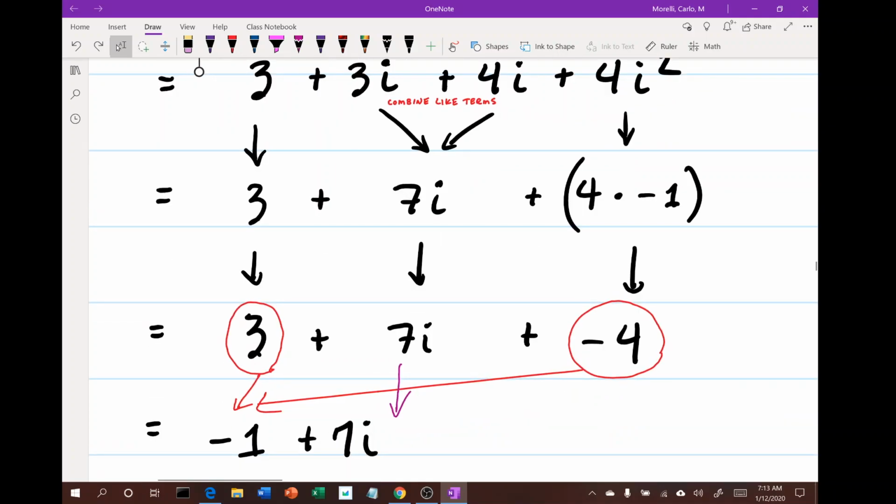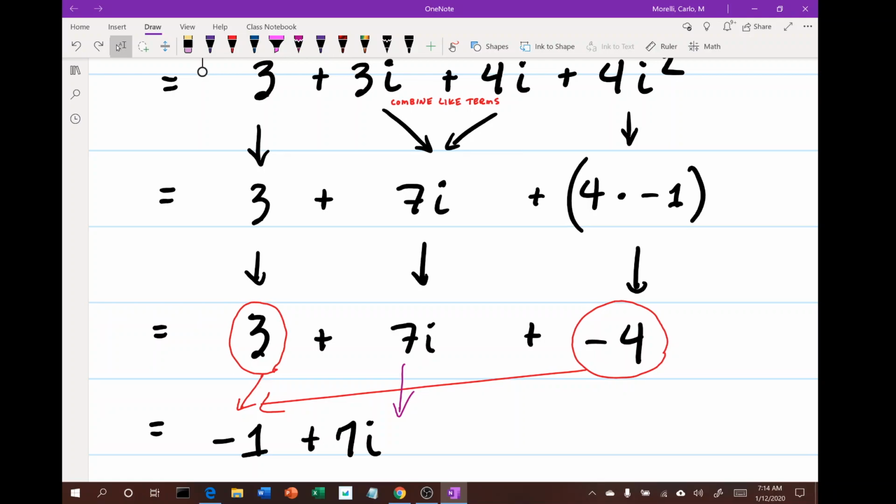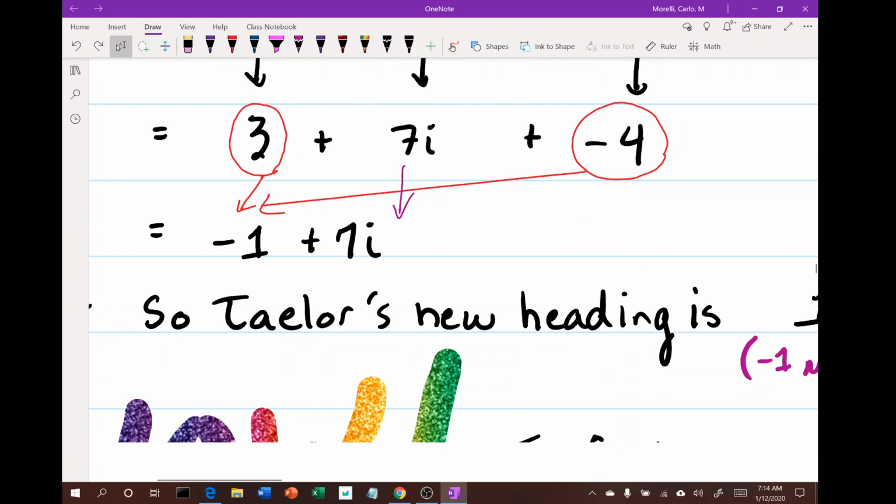So let's move down to the next step. The 3 just comes down, that's 3. The 7i comes down, that's 7i. And now 4 times negative 1 is negative 4. Combine these two real terms here. 3 plus negative 4 is negative 1. Okay, so negative 1 plus 7i. So remember what that means in the context of this problem. That's negative 1 miles east for every 7 miles north. Okay, so negative 1 mile east for every 7 miles north.